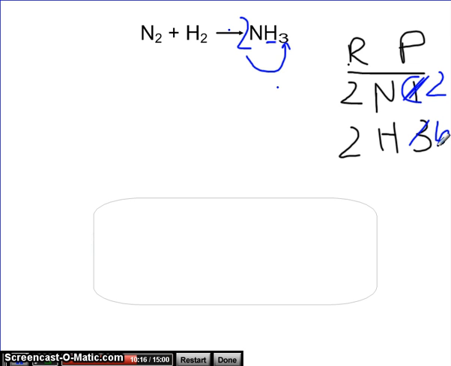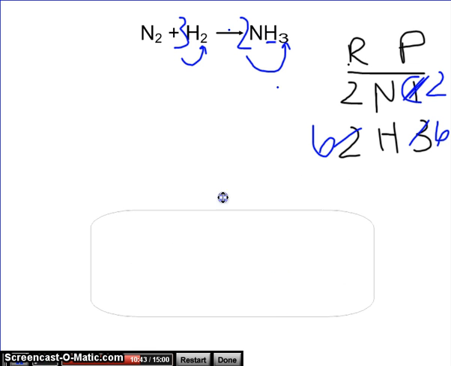Looking at the reactant side, I only have 2 hydrogens. So I need to think, what can I multiply this 2 by to get to 6? And hopefully you guys are good in 3rd grade math. So I put a 3 right there. 3 times 2 gives me 6 hydrogens. And now we are balanced.